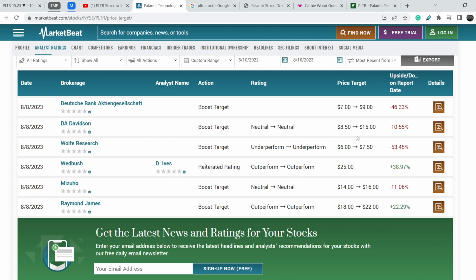Next one, D.A. Davidson set the price target at the $15 mark. It is a negative 10.55% of potential. Next one, Wolfe Research, 7.5, negative 53%. Wedbush is the only company that has a price target of $25, which is still higher than the current price.